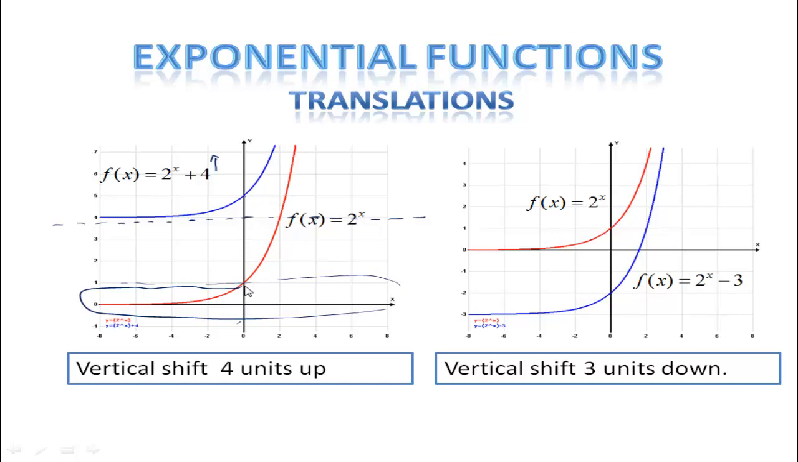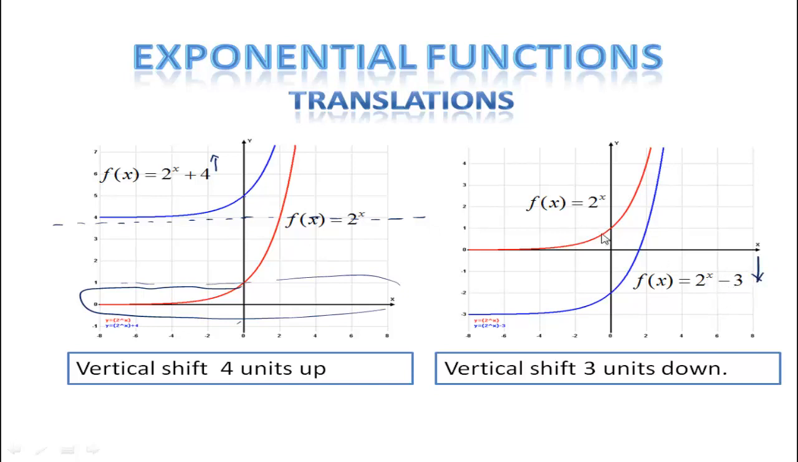Your horizontal asymptote will also go up 4 units. 1, 2, 3, 4. And there it is. Okay? Notice the horizontal asymptote is just an imaginary line that lets you know your limits. Okay? Now, when I have -3, that means I go down. How many units? 3 units.